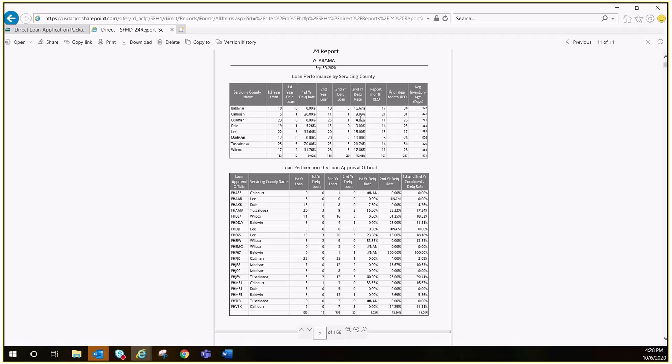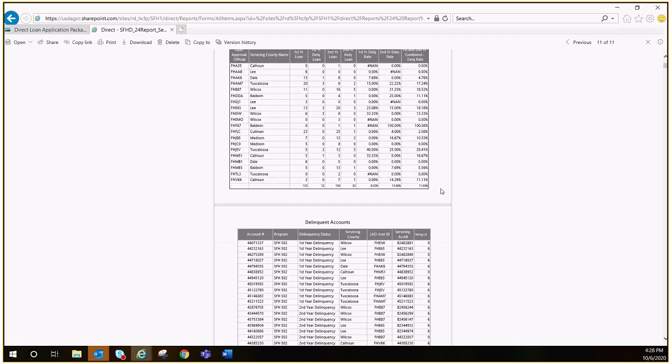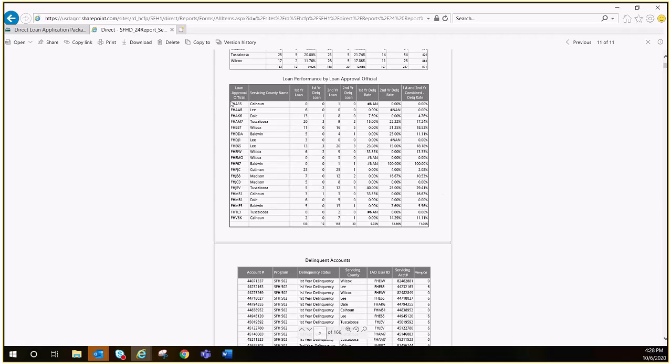The same information is presented for the second year loan, and then there is report month for REO and the numbers there, and then prior year's REOs and how many number of days those have been on hand. And then the report breaks it down even further, and you can look at performance by loan approval official. So this will help you see not only volumes of loans being processed by loan approval official, but how many of those loans are delinquent.